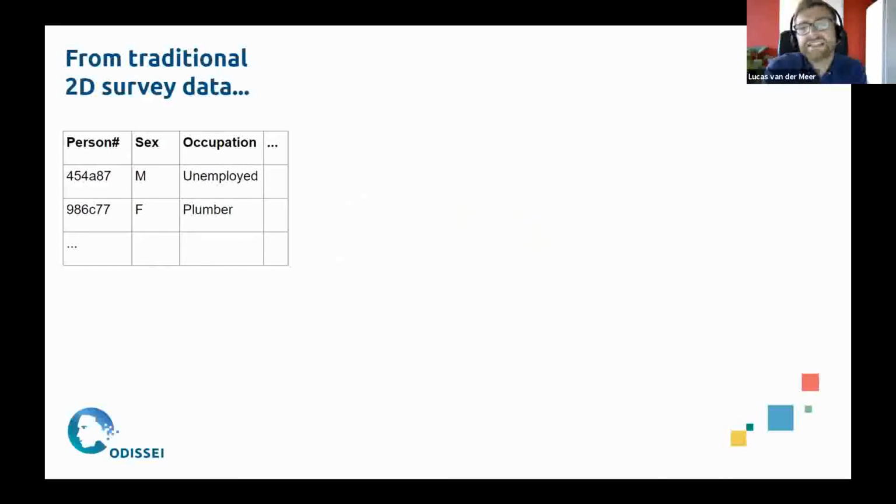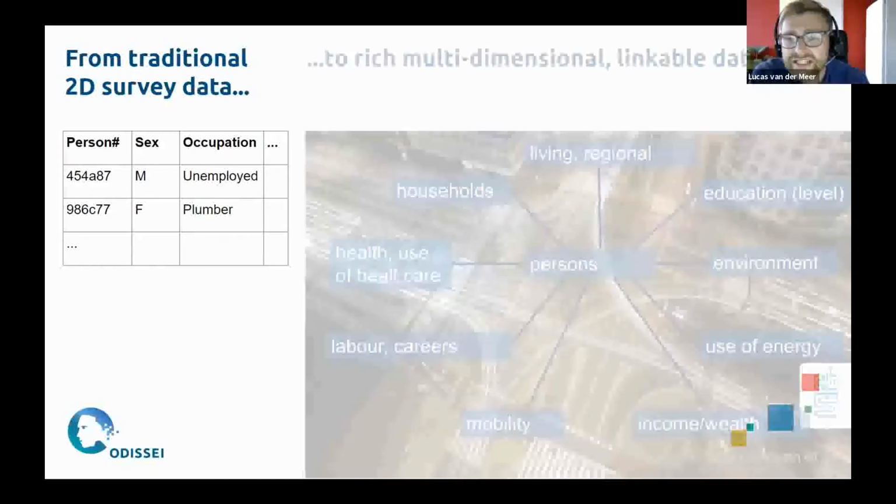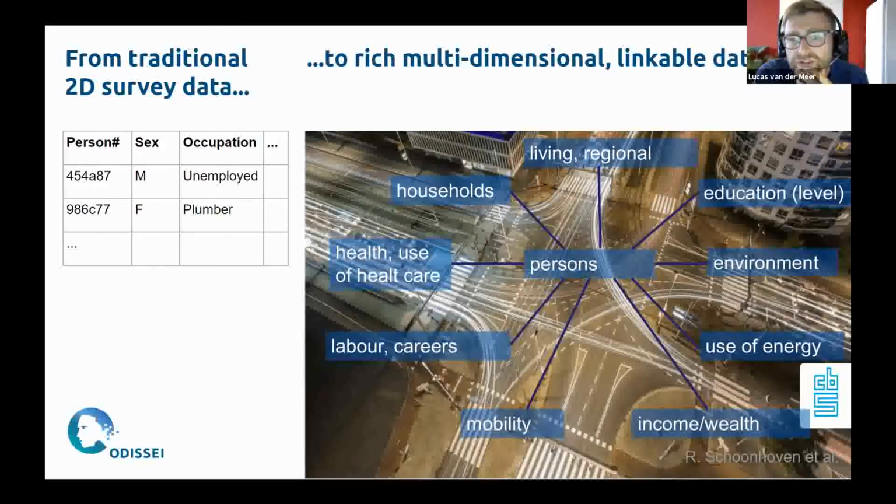And what we see in the social sciences is a movement away from traditional two-dimensional survey data. You just have a bunch of persons and you ask them a number of questions, and that is your survey data. And that is moving more and more towards rich, multidimensional and linkable data, like you see on the right.